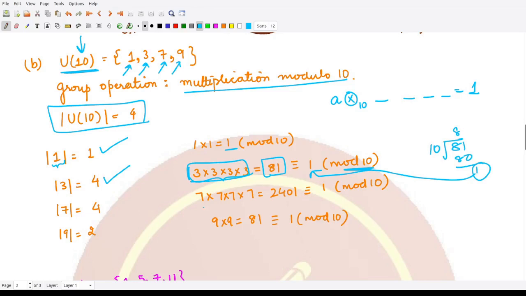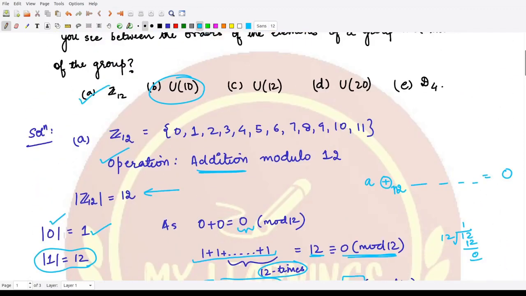Similarly for 7, when you multiply it 4 times, you would have 2401, and when this is divided by 10, you have 1 as the remainder, right? So 4 is the order. Similarly for 9, when you multiply it 2 times, you would have 81, and you have 1 as its remainder, so its order is 2. Correct? So you see, we have found all the orders of the elements of the group here in the second case. What about the third case?